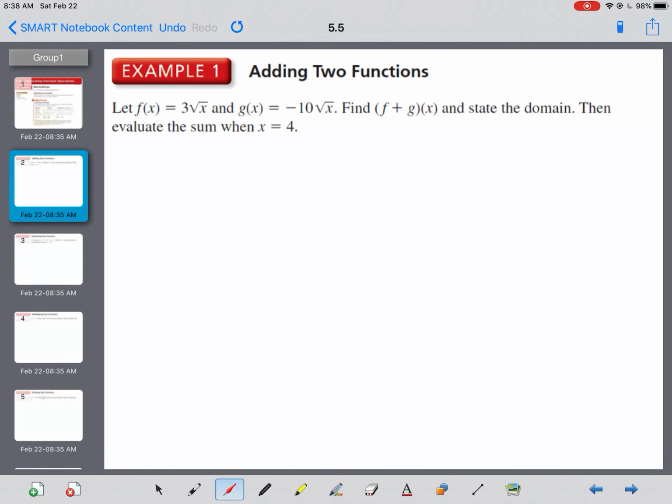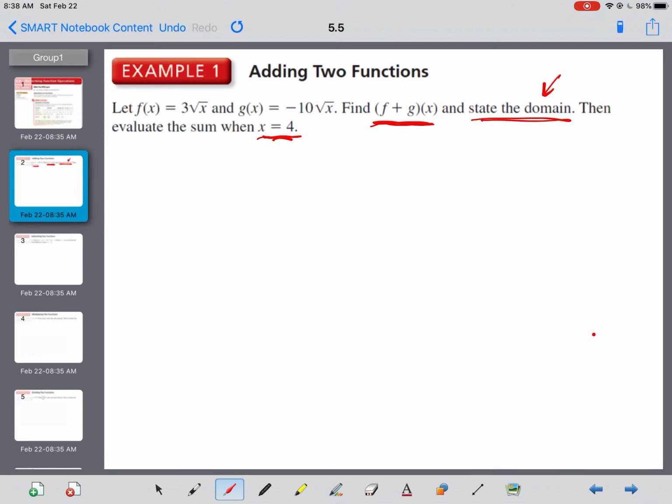So let f of x equal 3 times the square root of x, and g of x equal negative 10 square root of x. Find f plus g of x and state the domain. Then evaluate the sum when x is 4. So we've got three things to do. We have to do this part. We have to do that part. We have to do this part. We haven't talked much about this.